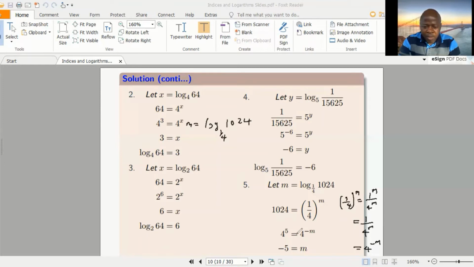So now the bases are the same. We can equate the powers. And so when you get those powers, you get that negative m is 5. But I need m, so I divide both sides by negative 1. And I get negative 5 as the value of m. That means, therefore, that this thing is negative 5.